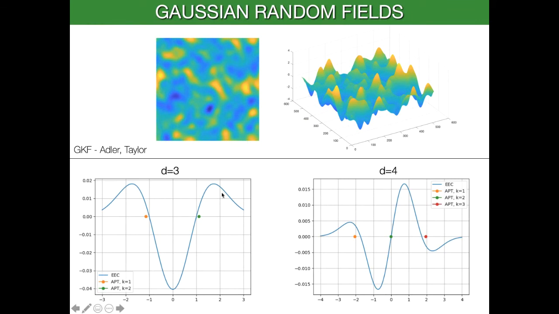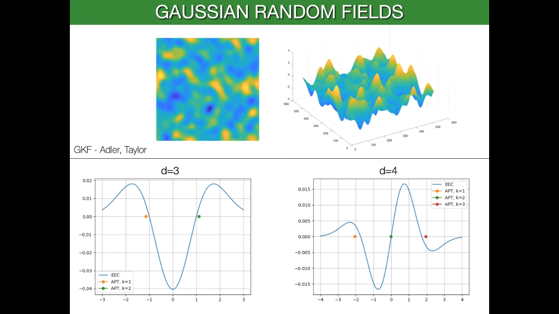So the curves look different, but still they have two zeros here, which are very near the percolation threshold. And I didn't mention it before, but the yellow point is the appearance of the giant 1 cycle, the green is the appearance of the 2 cycles, and the red is the appearance of the 3 cycle.